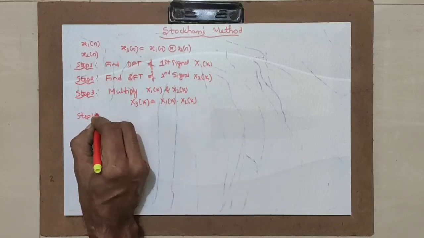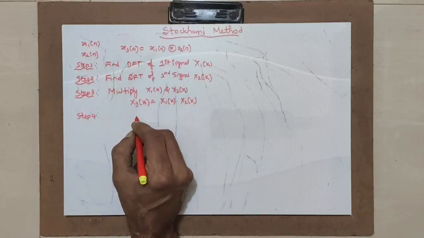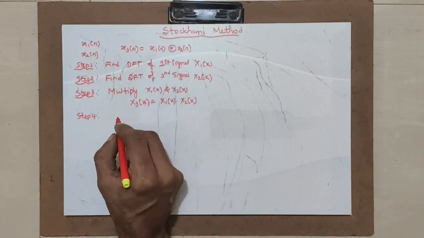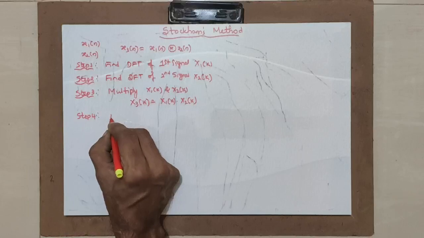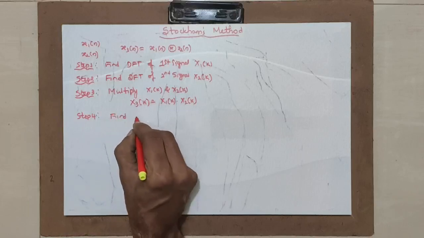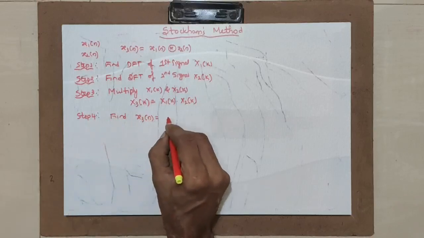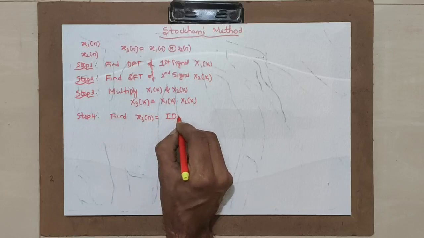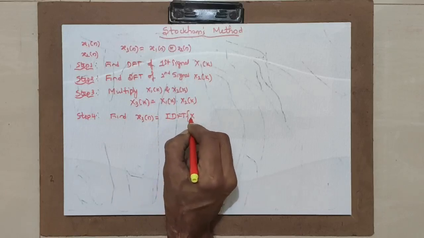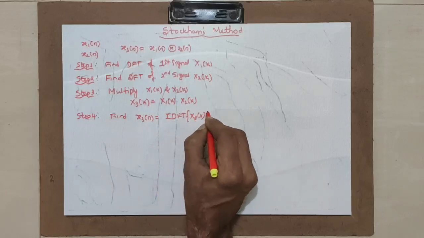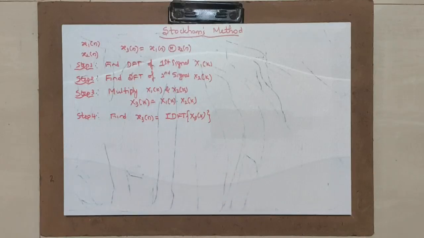Step 4 is all about finding out the IDFT. Step 4, find x3 of n, third signal, in the time domain by taking the IDFT of x3k. That's what we are doing. These are the 4 steps that need to be followed.